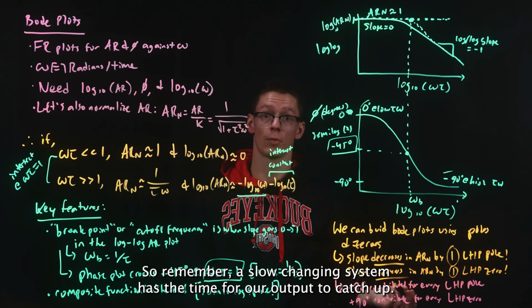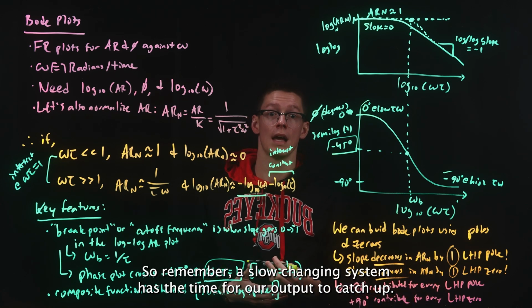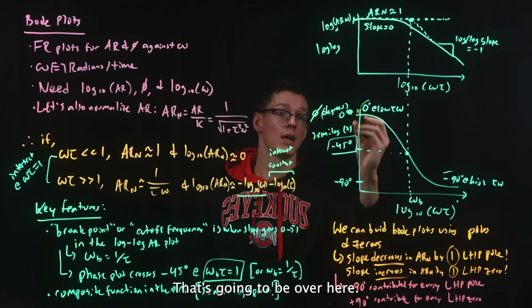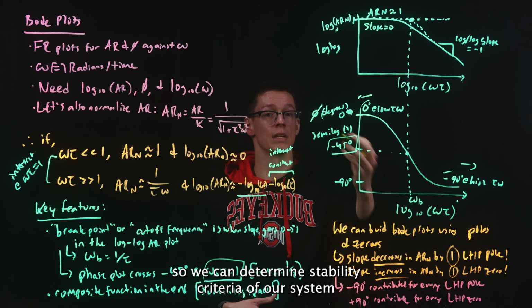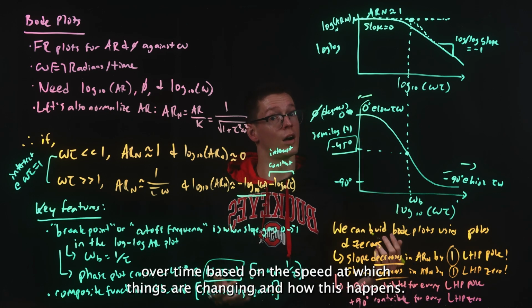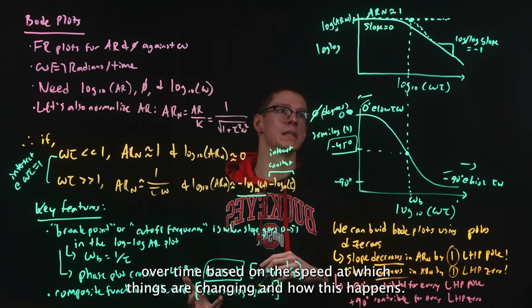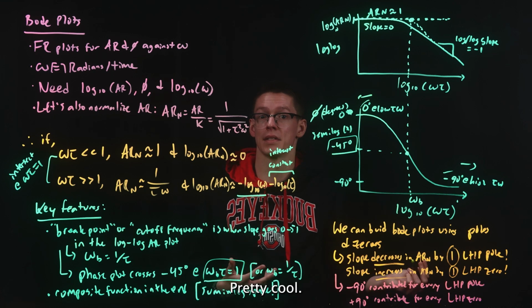So remember, a slow changing system has the time for our output to catch up. That's going to be over here. A fast changing system will be all the way over here. So we can determine stability criteria of our system over time based on the speed at which things are changing and how this happens. Pretty cool.